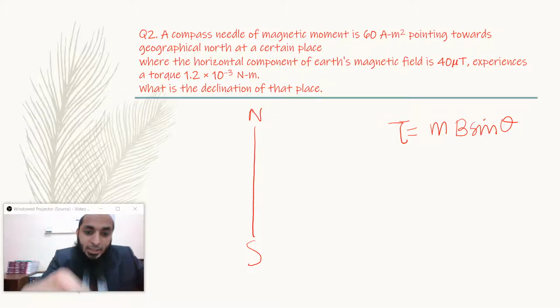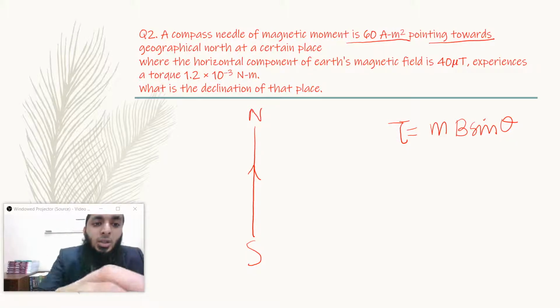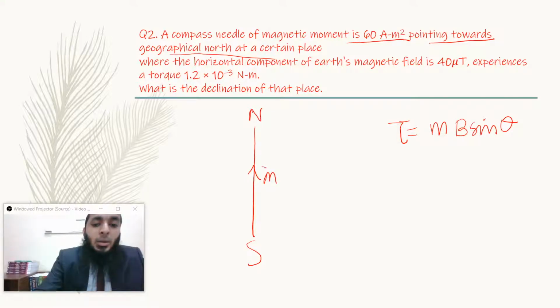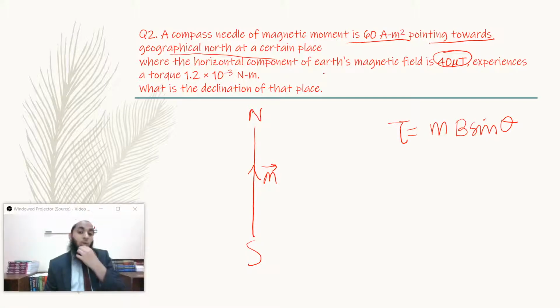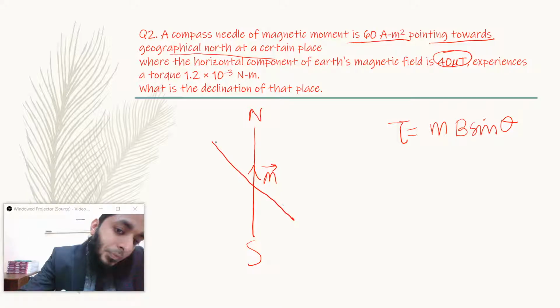Okay, now it is said that the magnetic moment is initially in this direction. So here it said the magnetic moment of this much value is pointing towards the geographic north. So it is given that the magnetic moment is in this direction. And then it is also known that 40 microtesla is the horizontal component of Earth's magnetic field. That means the horizontal component of the magnetic field is along this direction.